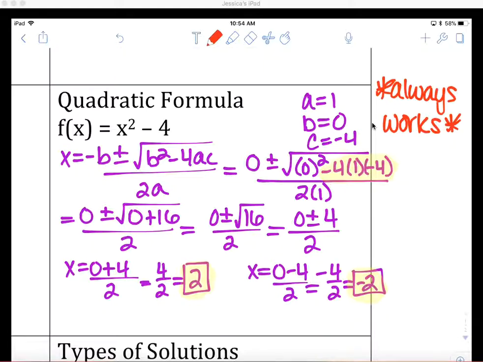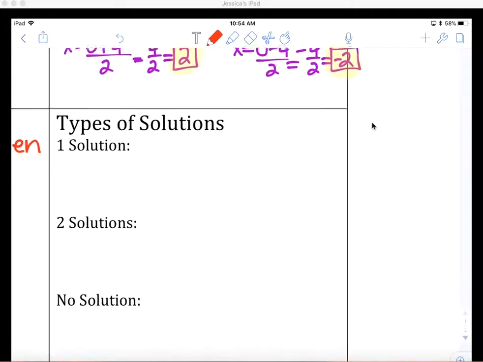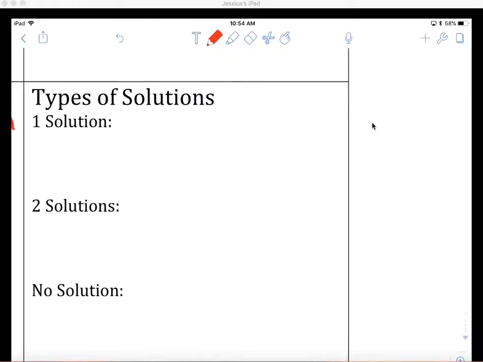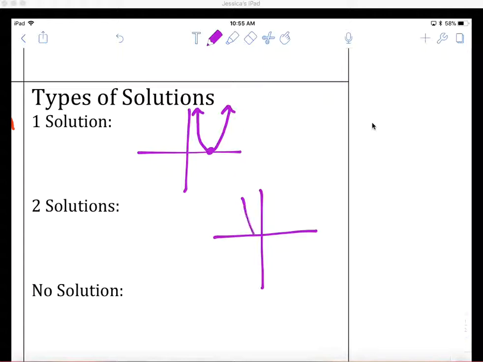Now, before we finish this video, I want to review the types of solutions for quadratics. With quadratic equations, you have 3 types of solutions. One solution means that your vertex is on the x-axis. I'm only crossing once. 2 solutions can look 2 different ways. It can look like this, where it's pointing up, crossing twice, or it can be pointing down, crossing twice.